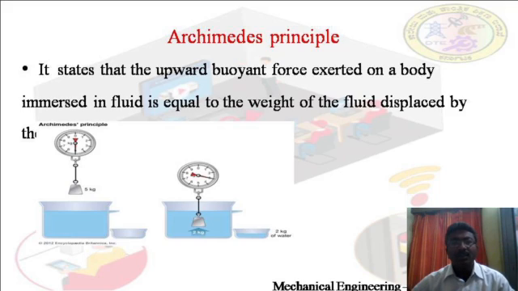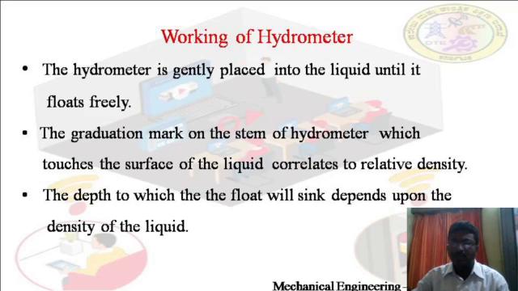That means the upward force in that figure, the buoyant force experienced by the 5 kg weight, is 2 kg. So the same weight of the fluid is displaced by the body. That is the Archimedes principle. The hydrometer works on the Archimedes principle or principle of buoyancy. Next, we shall see about working of the hydrometer.